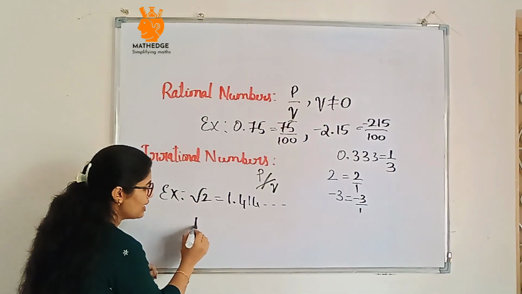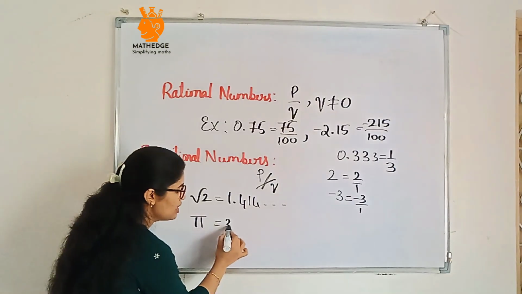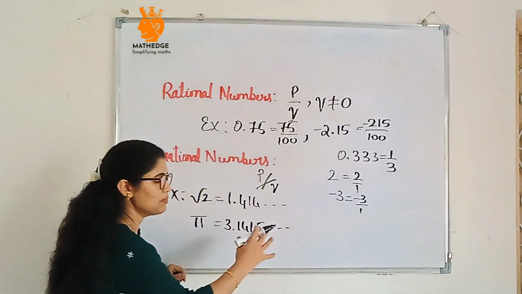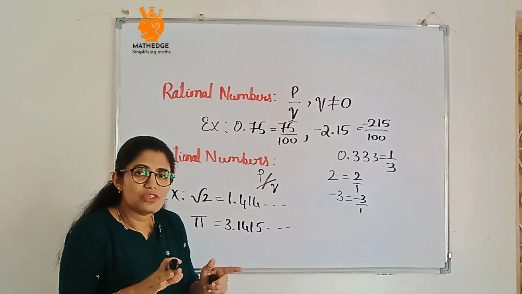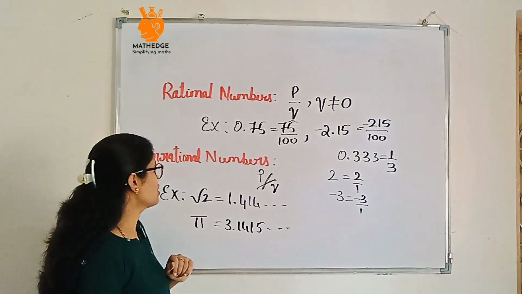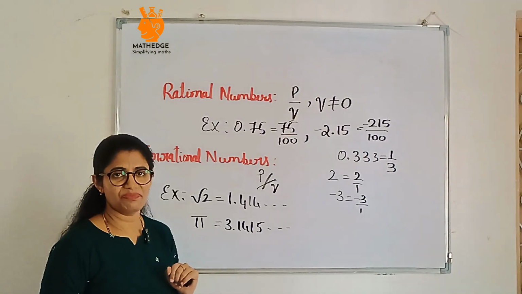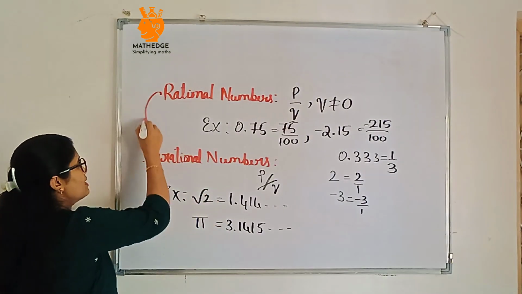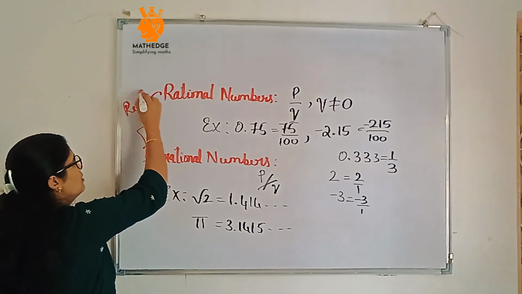Then let's consider pi. The value of pi is 3.1415 and so on. That is also non-repeating and non-terminating. So these types of numbers are called irrational numbers. If we combine rational and irrational numbers, we call it real numbers.